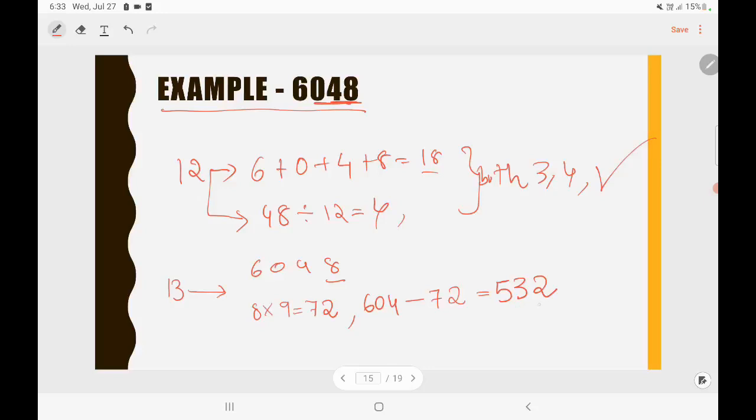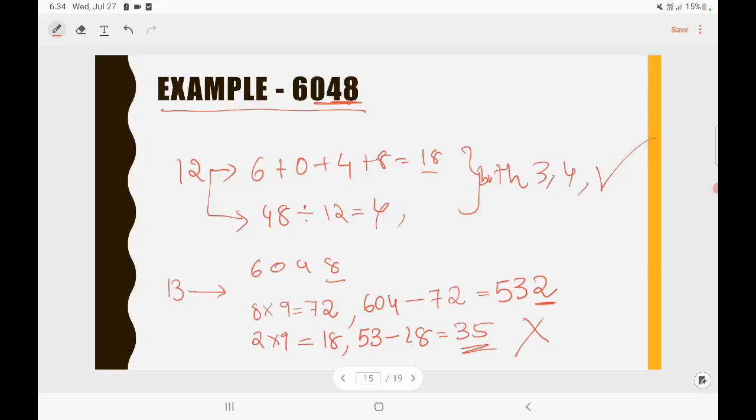For that, you need to repeat the step. That means here the last digit is 2. So, 2 into 9 is equal to 18. Now, you need to subtract 18 from the rest of the digits. That means 53 minus 18 is equal to 35. Is 35 divisible by 13? No. Therefore, 6048 is also not divisible by 13. So, this is how you need to do all the divisibility rules.